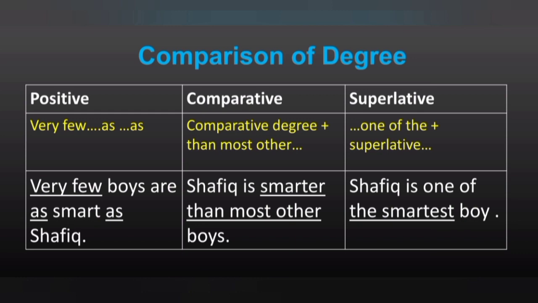Now let's change it into positive. Very few boys are as smart as Shofiq, because as I told you earlier, the extreme qualities are always possessed by few people. That's why very few boys have this quality. They are as much smart as Shofiq. And without changing the meaning, if we follow these rules, we can easily change them from superlative to comparative, comparative to positive, or from comparative to superlative as well.